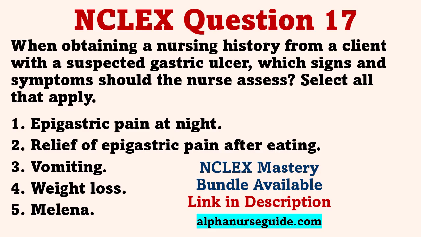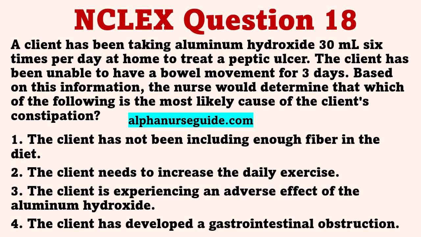A client has been taking aluminum hydroxide 30 milliliters 6 times per day at home to treat a peptic ulcer. The client has been unable to have a bowel movement for 3 days. Based on this information, the nurse would determine that which of the following is the most likely cause of the client's constipation? 1. The client has not been including enough fiber in the diet. 2. The client needs to increase the daily exercise. 3. The client is experiencing an adverse effect of the aluminum hydroxide. 4. The client has developed a gastrointestinal obstruction.